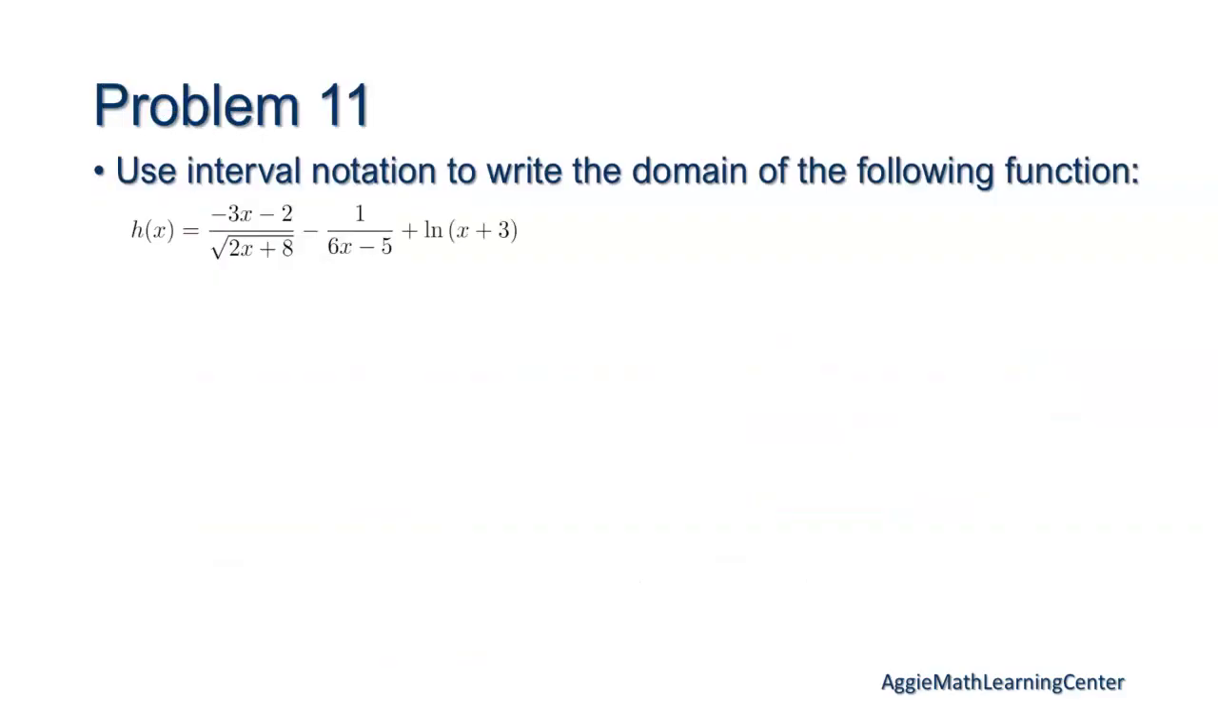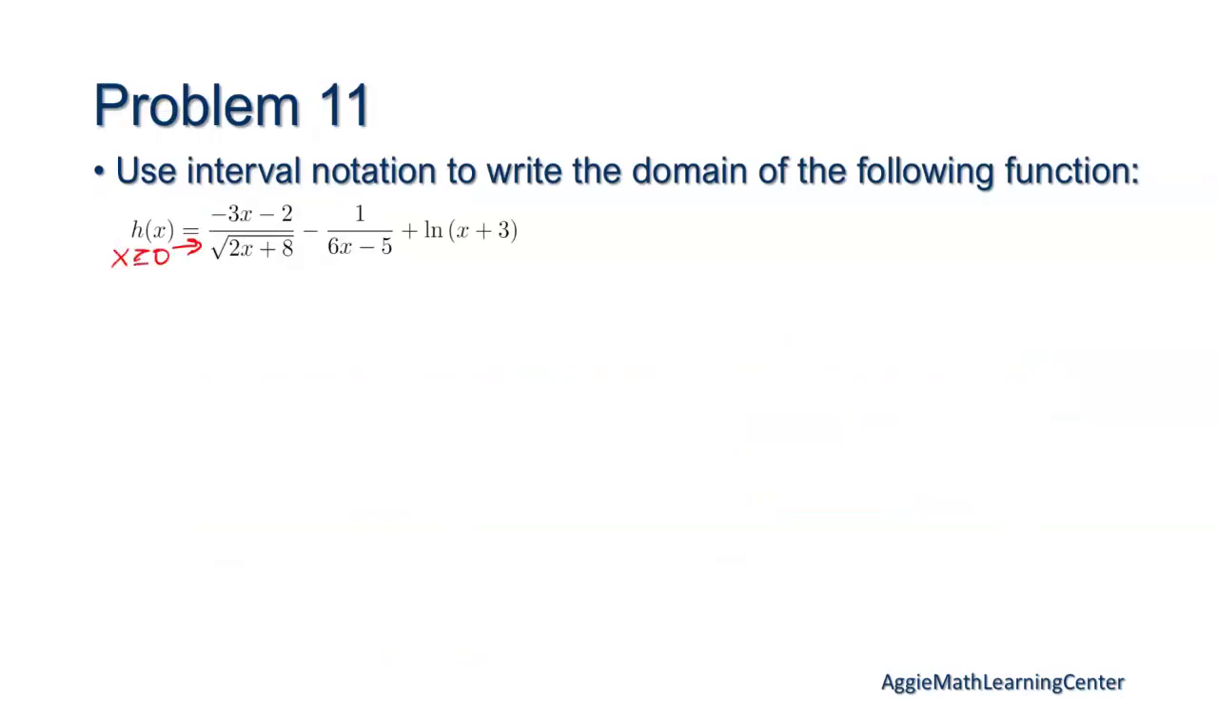So an example of this we can do is this one. We have a couple terms here, and each has its own domain. Our first one here, we notice that there's a square root, which means that it has to be greater than or equal to 0.